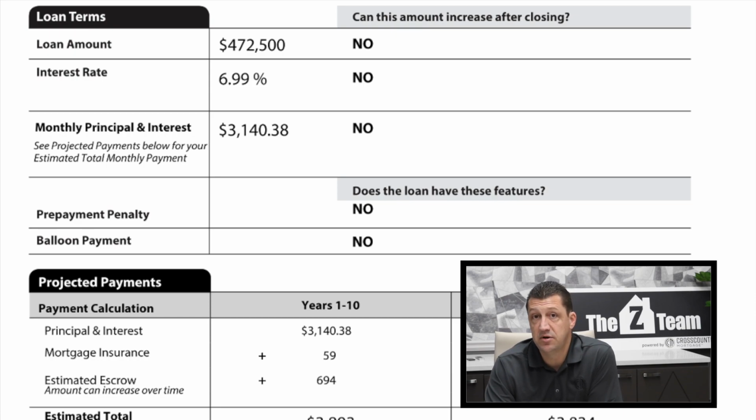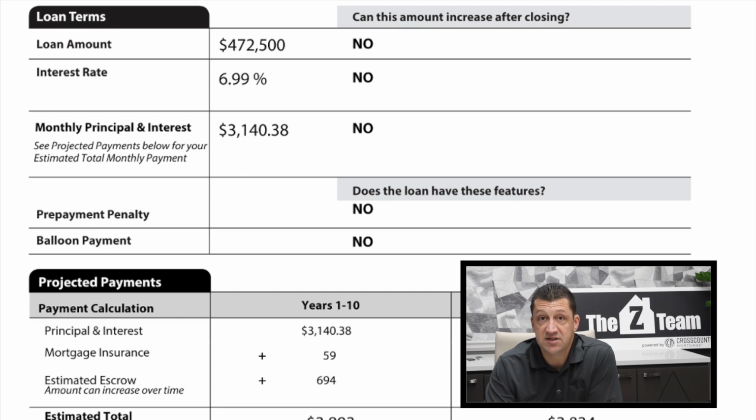Can this change after closing? It's a no. If this was an adjustable rate mortgage, it would say yes. Monthly principal and interest. This is the projected principal and interest payment only. You can see the numbers there, and that number will not change. Remind you, that's only principal and interest, and that's because this is a 30-year fixed loan. If this was an adjustable rate mortgage, this payment could change.